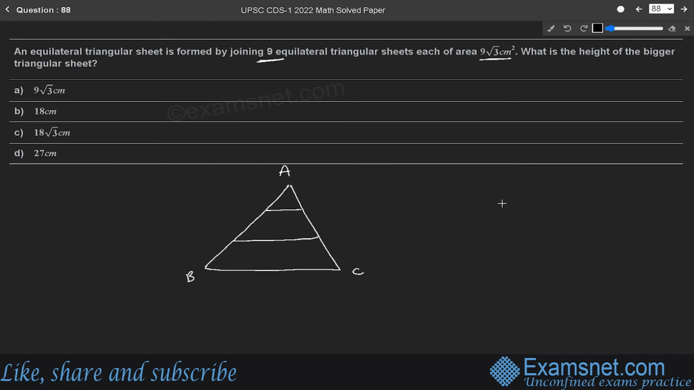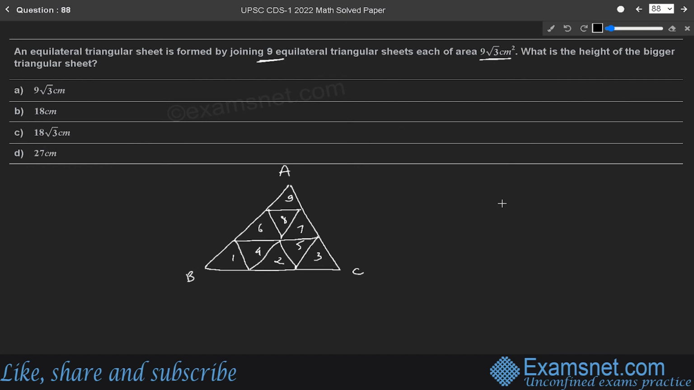So it will be somehow like this, because 9 triangular sheets are there. So we have to split it into 9 triangular sheets. So this will be the required diagram. See, this is 1, this is 2, this is 3, 4, 5, 6, 7, 8 and 9. So these are the 9 equilateral triangular sheets and the area of each is 9 root 3 centimeter square.